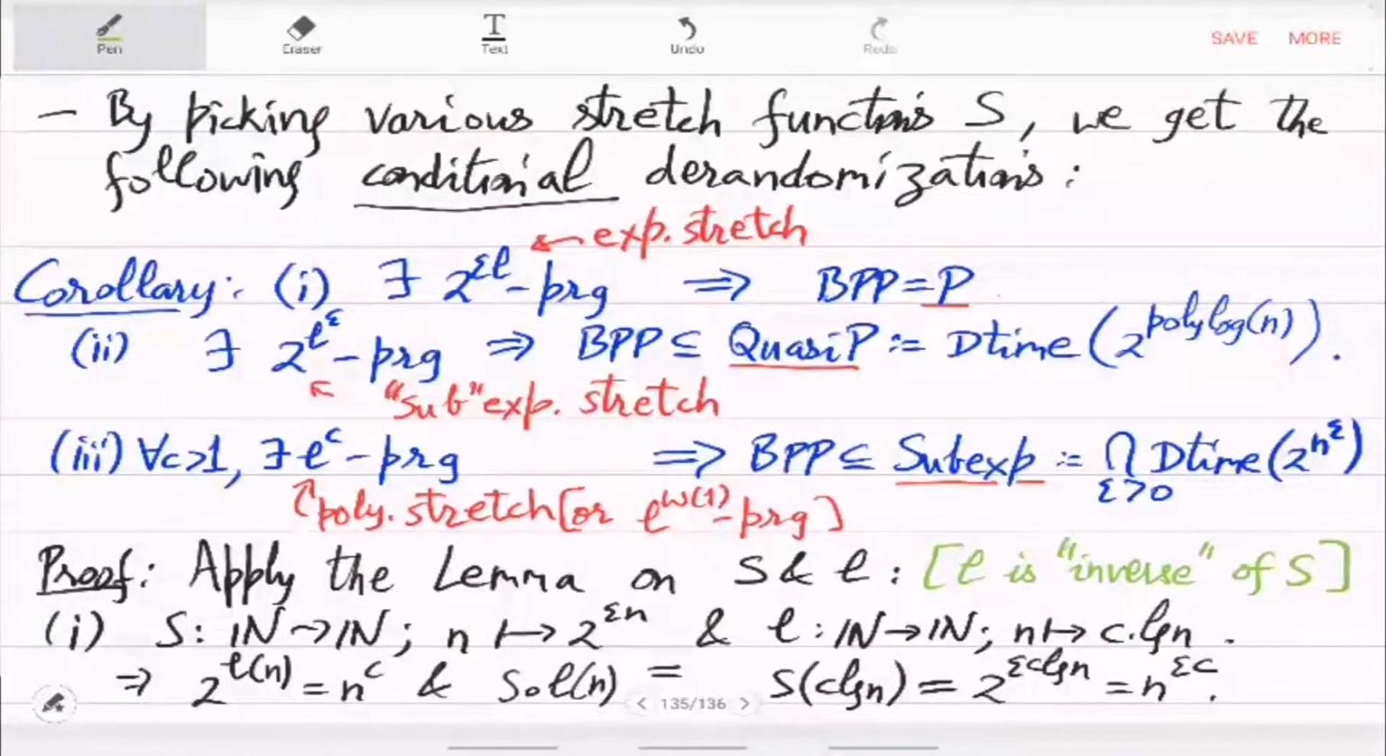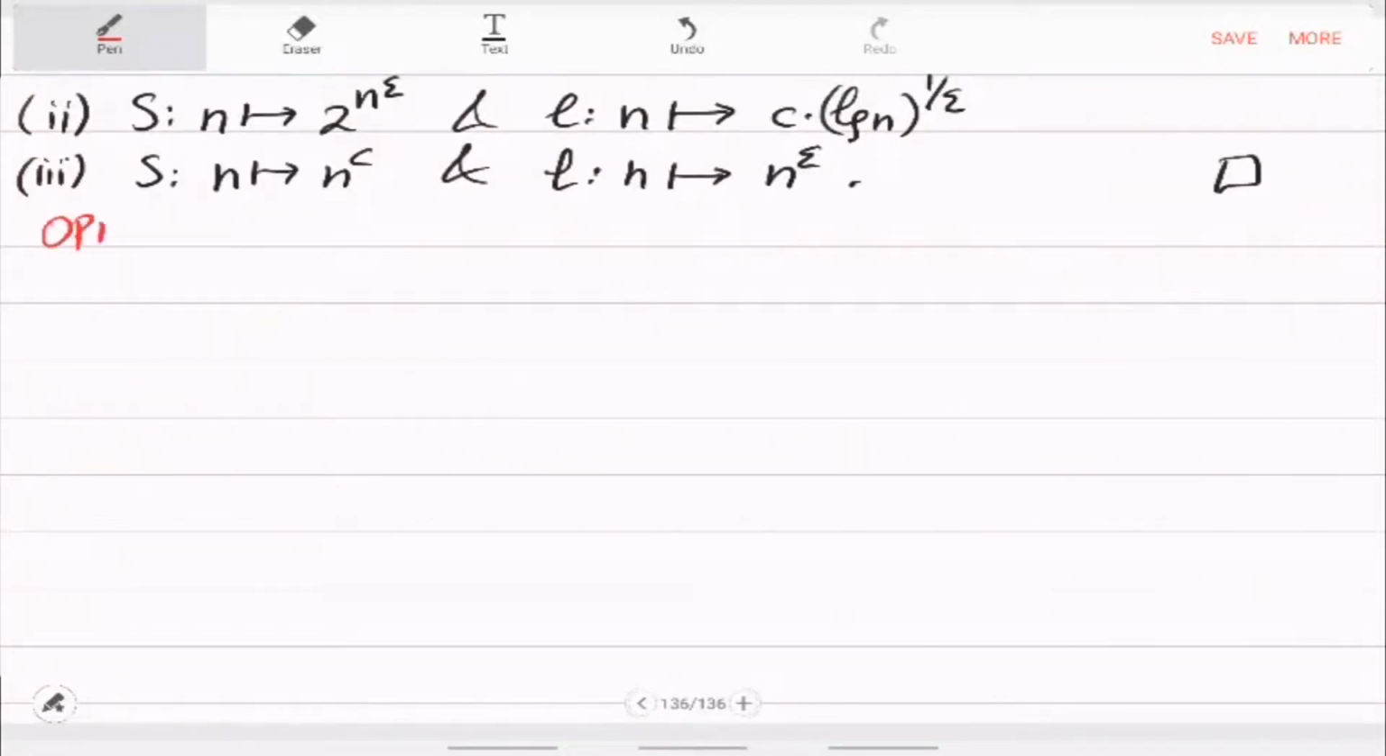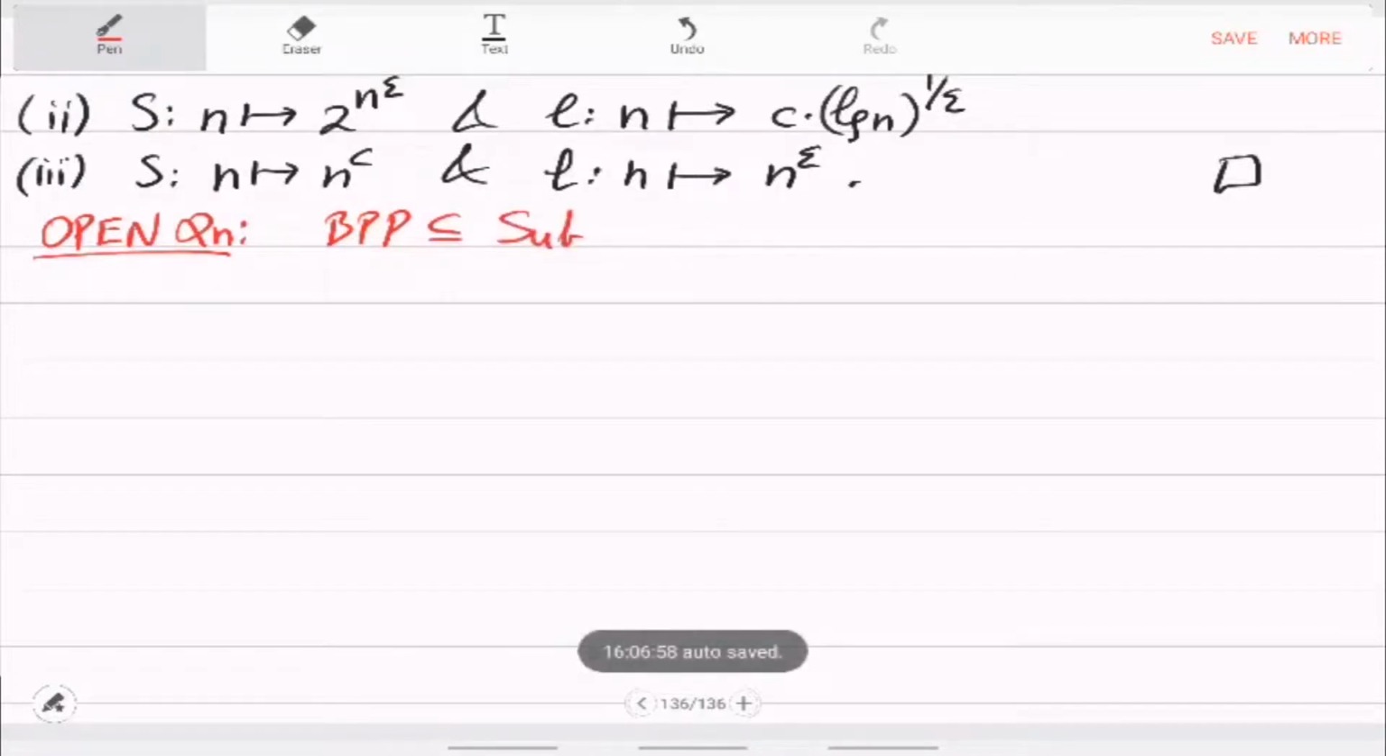So based on that principle, we can show the collapse of BPP, right? BPP is BP time poly n, and depending on what kind of a stretch you have, you can put it either in P or quasi P or sub exp. Even sub exp is very non-trivial. All these are open questions on their own. So as you know, BPP in sub exp is an open question. We don't know the proof of this. And in fact, we believe that BPP is in P.